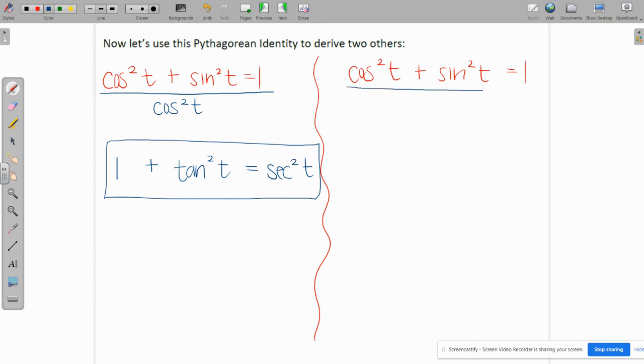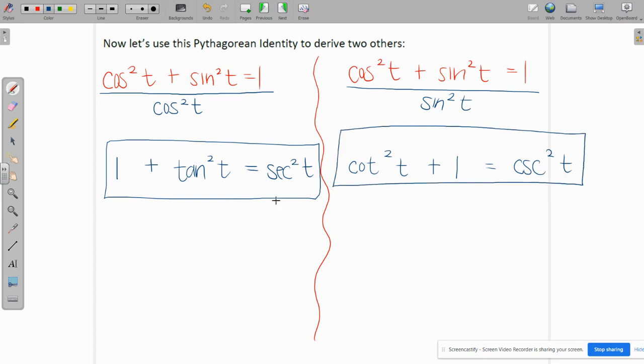Over here now, instead of dividing by cosine squared, I'm going to divide everything on both sides by sine squared. Cosine squared divided by sine squared is cotangent squared of our angle, plus sine squared over sine squared is 1, equals 1 over sine squared, which is cosecant squared. So we have all 3 of our Pythagorean identities.